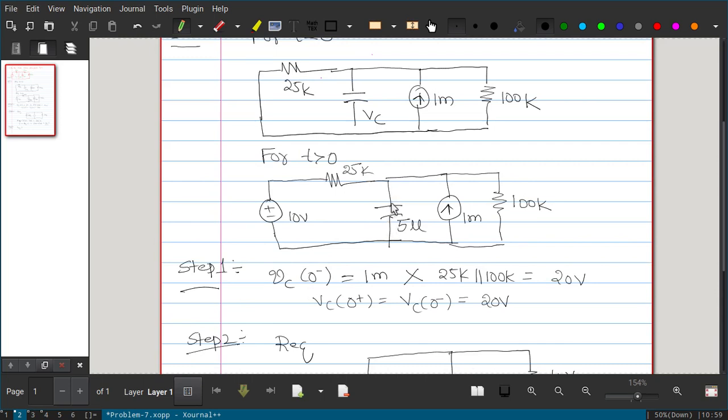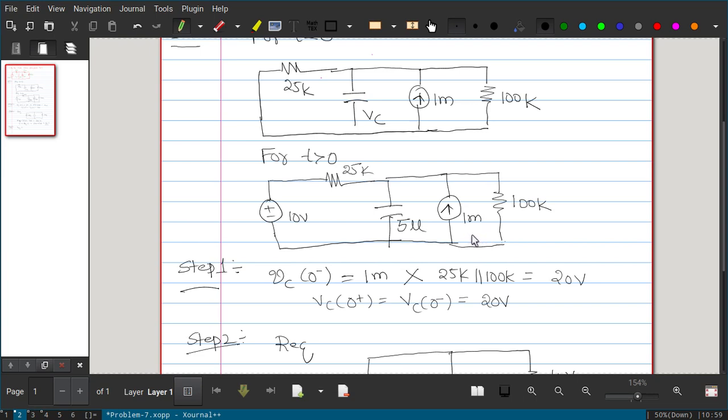Now this voltage across the capacitor will be due to the 10 volt battery and due to this 1 milliampere current. In other words, if I can find the voltage across this 100 k ohm resistor that is in parallel with the 5 microfarad, we can find the open circuit voltage. So the open circuit voltage, or VCF, is nothing but the voltage across 100 k. How to calculate it? It is the current passing through this 100 k ohm, into 100 k.